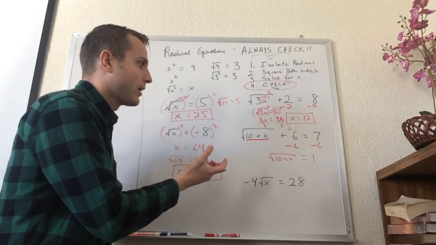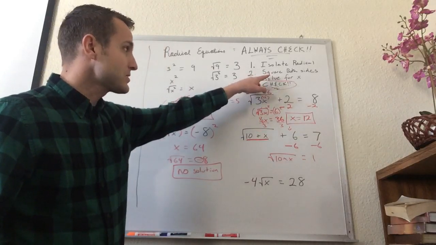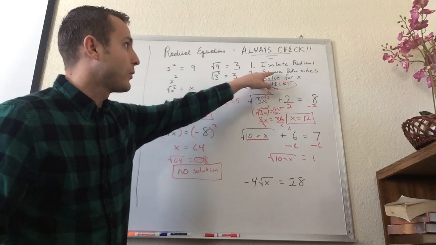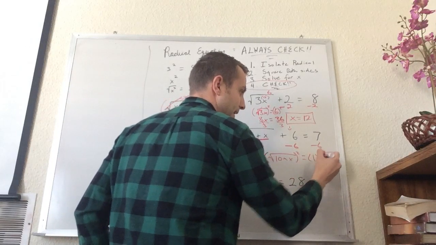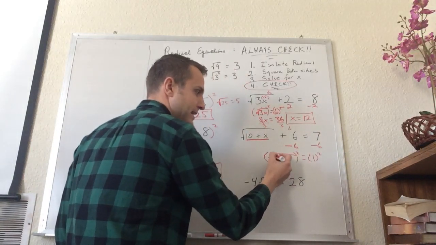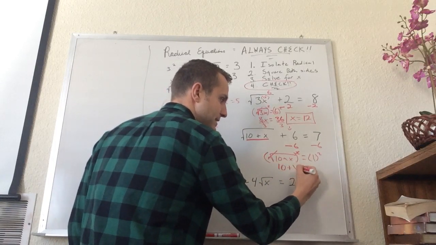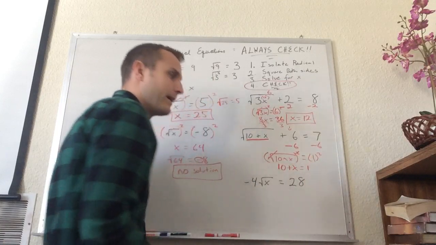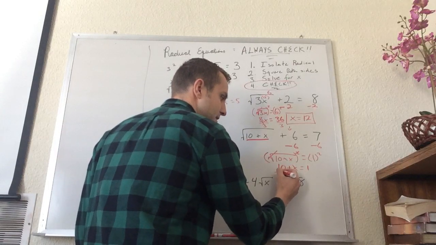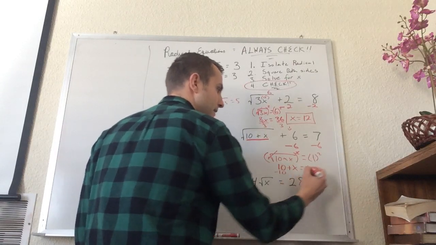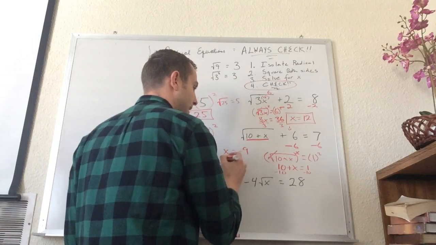Now I have the square root on the left-hand side. It's all by itself. It is isolated. So what do I want to do next? Well, now I want to square both sides. So I'm going to square this side and square this side. Remember, when I square the left-hand side, all it does is it gets rid of the radical. It doesn't change anything inside. So I still have 10 plus x inside. 1 squared is 1. Now I want to isolate my variable. So 10 is being added to x, so I do negative 10, negative 10. So I get x equals negative 9.